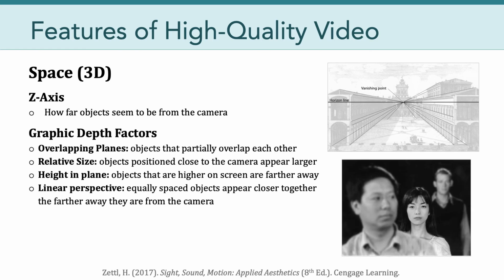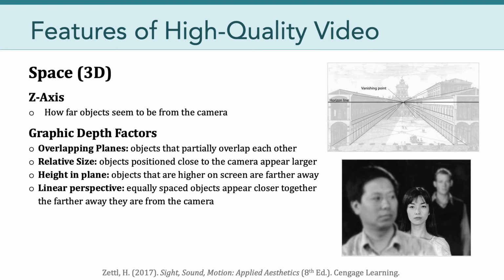And there are a number of different factors that help us determine the depth, or the distance away from us on the z-axis. One factor is overlapping planes. In other words, if 2 objects overlap each other, we'll be able to determine which one is in front of the other. Another example is relative size: something closer to the camera is going to appear larger. Height in plane has to do with objects that are higher on the screen being perceived as further away. And finally, another factor is linear perspective, this idea that equally spaced objects appear closer together the farther away they are from the camera.